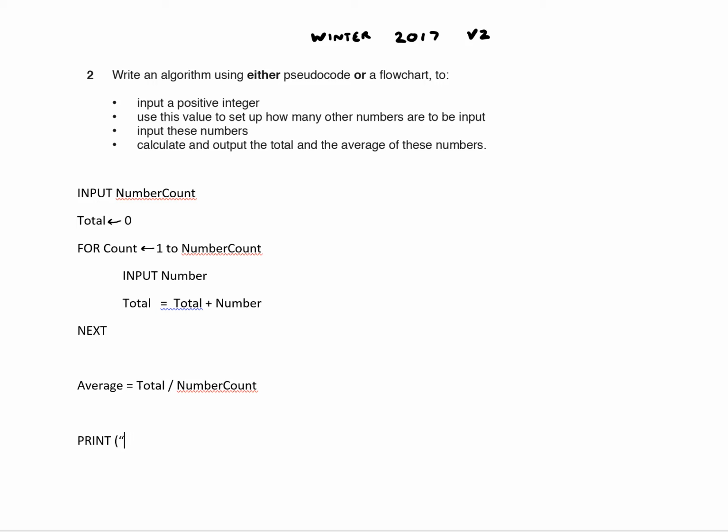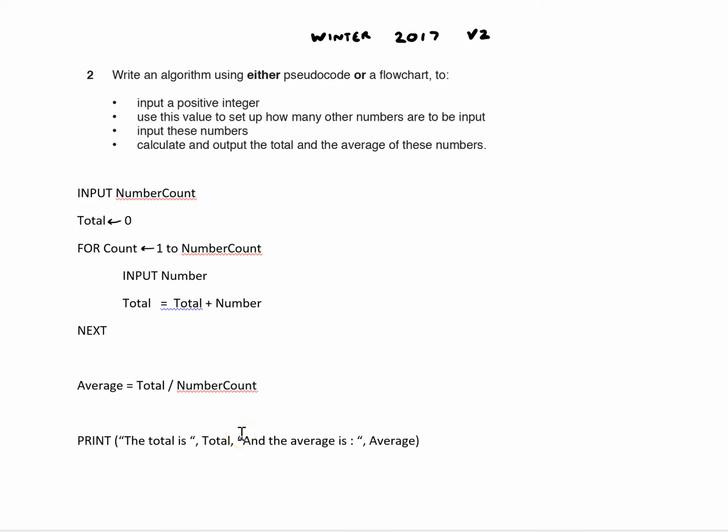Print out the statement, the total is, let me say total, because I'm going to show the variable, and the average is average. So what this will do is print out a more sufficient output message.